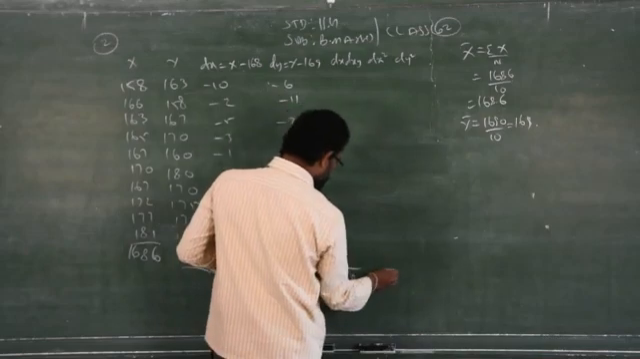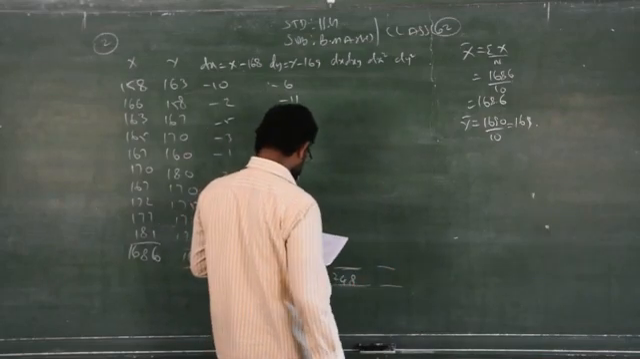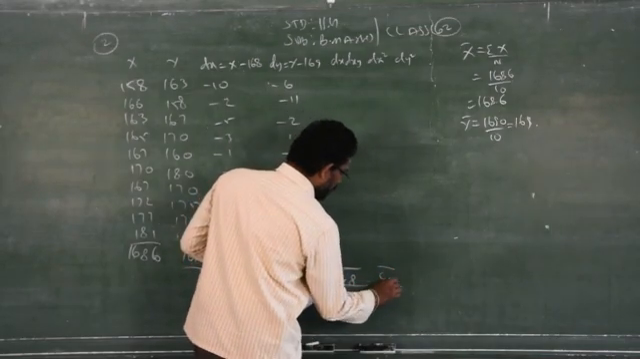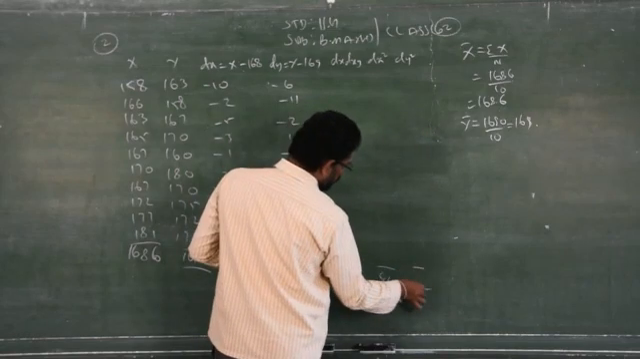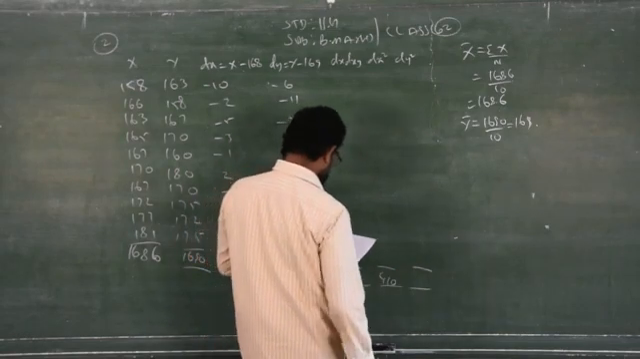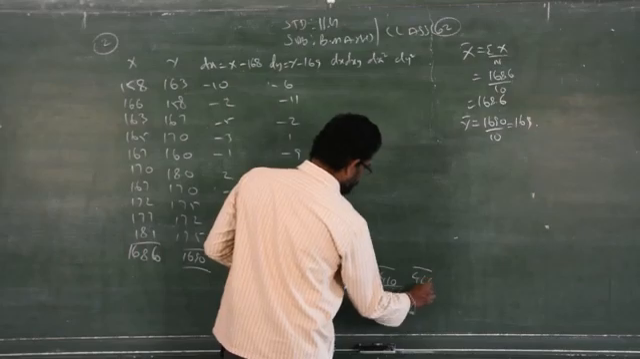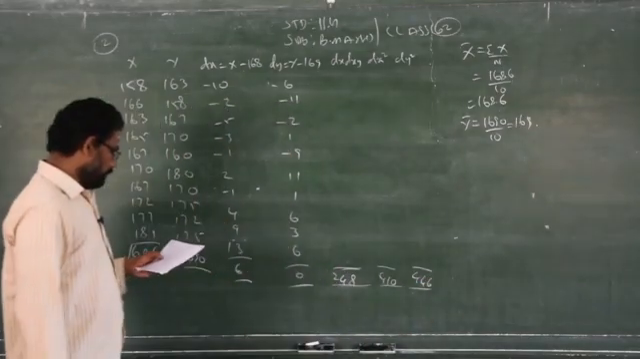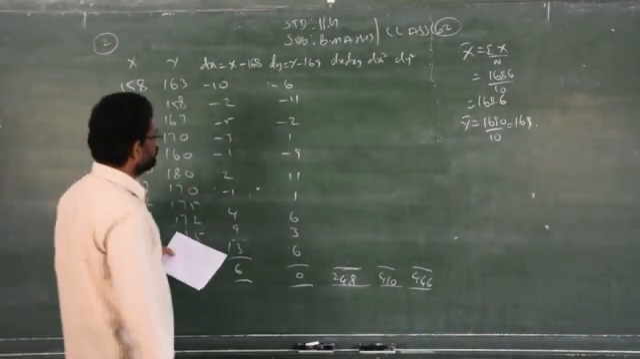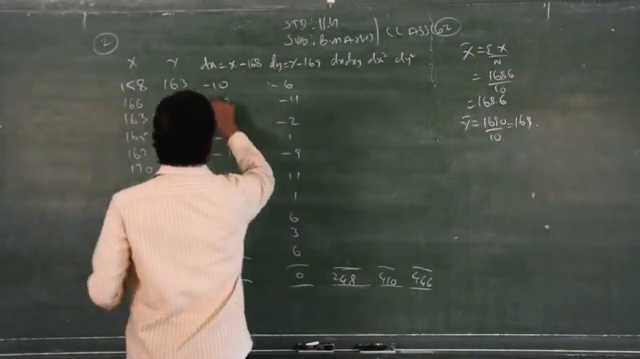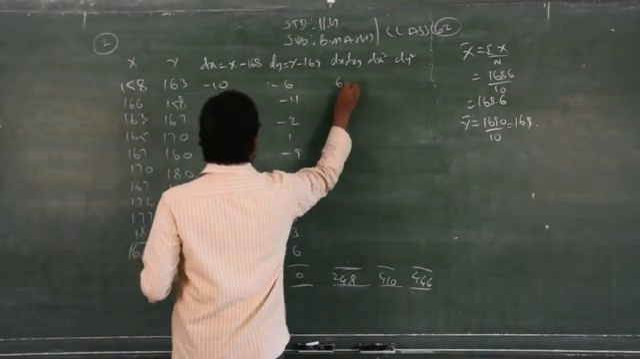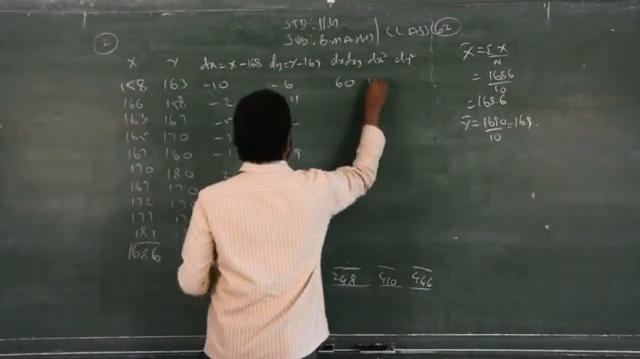248, then dx square total is 410 and dy square total is 446. Clear? So now you have to work it out. You have to multiply dx dy, 60. When you square, you will get 100.